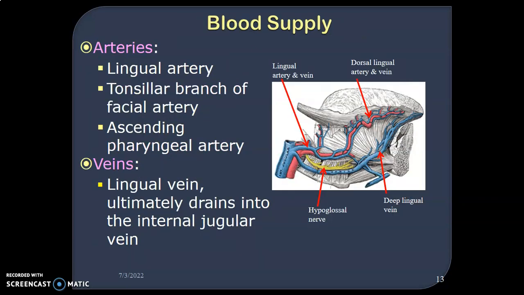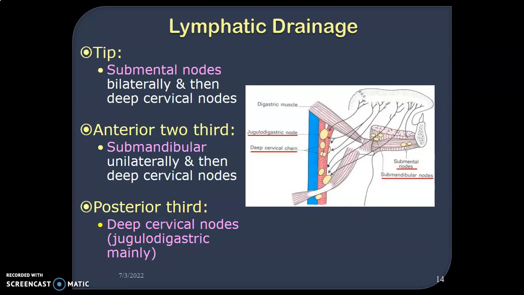What's the blood supply of the tongue? The blood supply of the tongue is mainly by branches from the external carotid artery. So the main one is lingual artery. Then we have tonsillar branch of facial artery and ascending pharyngeal artery. So lingual artery, facial artery through tonsillar artery, and ascending pharyngeal artery. All these are from external carotid artery. And then the lingual vein drains into the internal jugular vein.